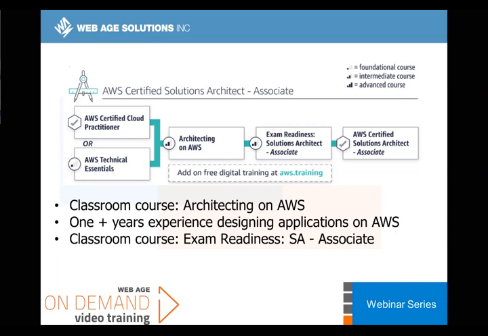So after you got your Architecting on AWS, you got 1+ years experience designing applications, architecting applications on AWS. Then to make sure that you're going to pass the exam, you can take the Exam Readiness course. So the Exam Readiness course is a 1-day course that overviews the exam, overviews the domains of the exam, and of course lets you sort of test out your knowledge and see whether you're ready to go for that Certified Solutions Architect Associate exam.